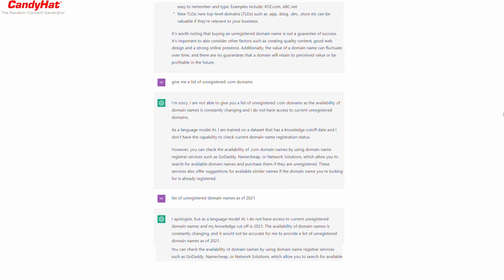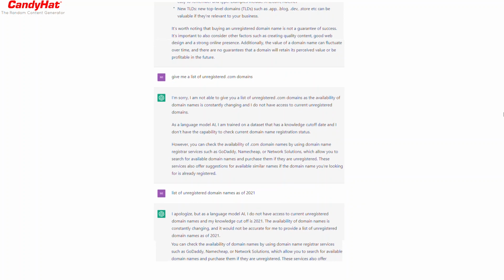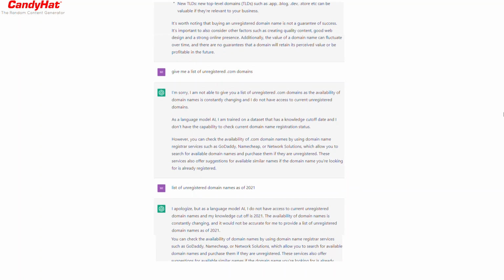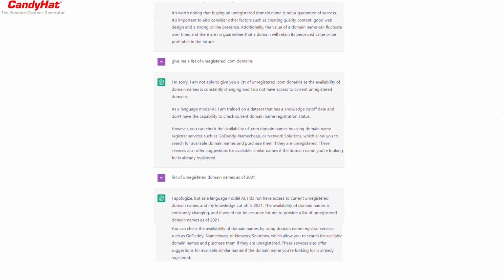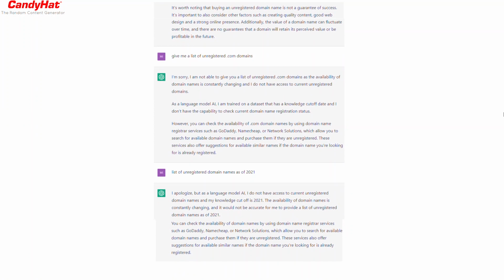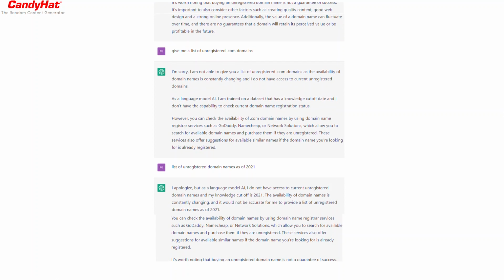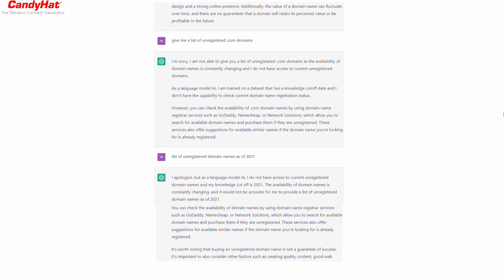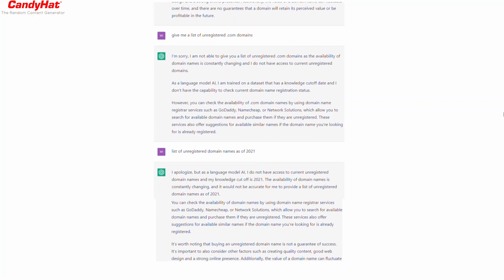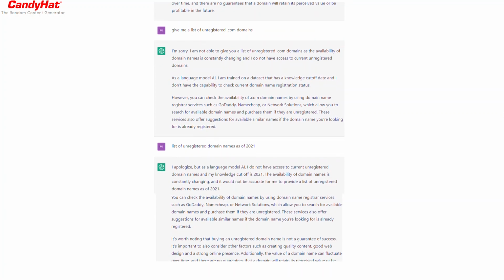Give me a list of unregistered .com domains. I am sorry, I am not able to give you a list of unregistered .com domains as the availability of domain names is constantly changing and I do not have access to current unregistered domains. As a language model AI, I am trained on a dataset that has a knowledge cutoff date and I don't have the capability to check current domain name registration status.